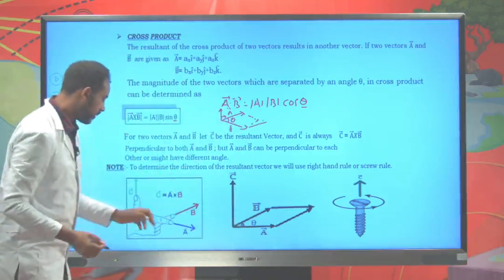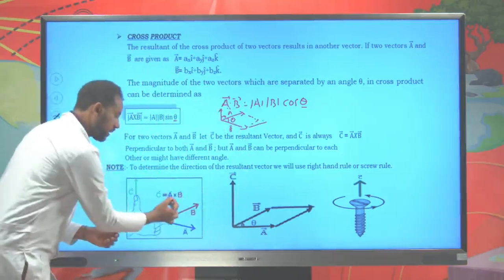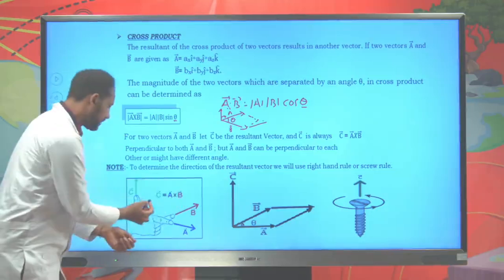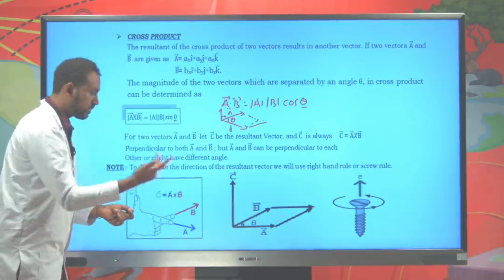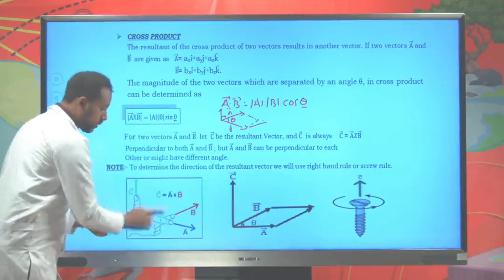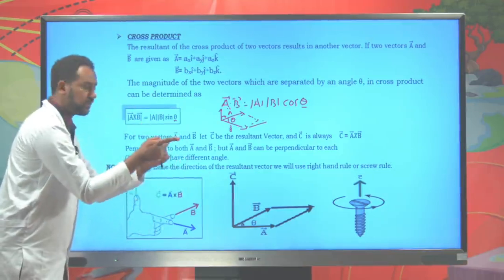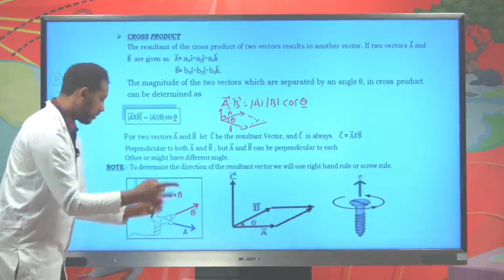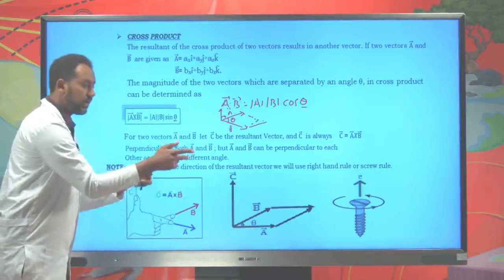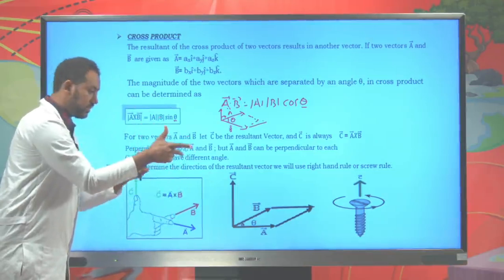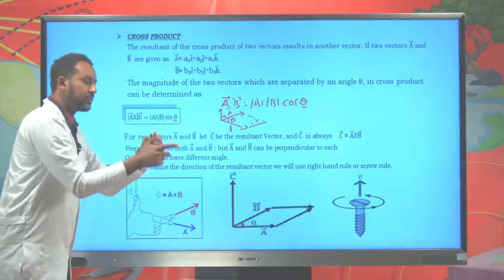Look here, you have vector A and vector B. Let's call the cross product of the two vectors C. It's possible to use the screw rule or the right hand rule. Vector A is acting in this direction, which you can point using your index finger, and vector B is acting in this direction, which you can point with your middle finger. And the resultant is this one: the cross product of vector A and vector B is C.